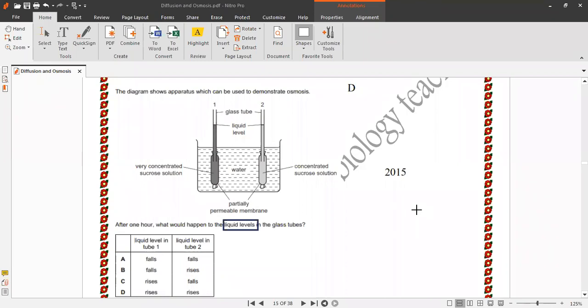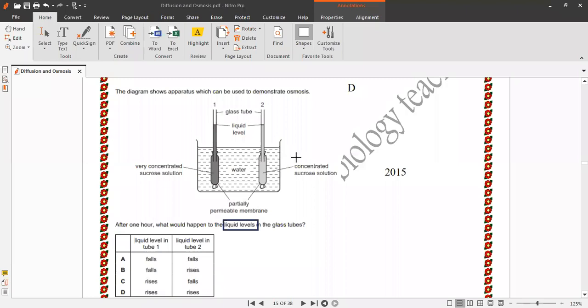Yes, sir. Okay, can you answer this question? Yes, and say why? D. Why D? Because outside there is water and inside there is a high concentration of sucrose, and the movement of water is in this direction. Okay.